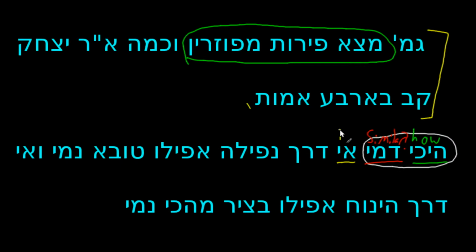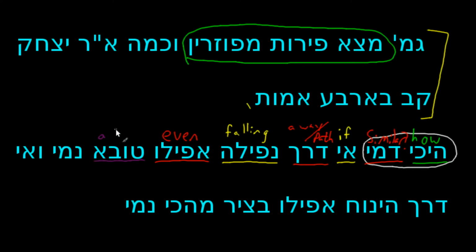We have E, which means if. Derech means a way or a path. Nefila means falling. Afilu means even. Tuva means a lot. Nami means also.